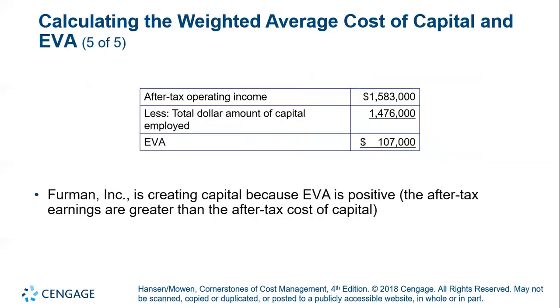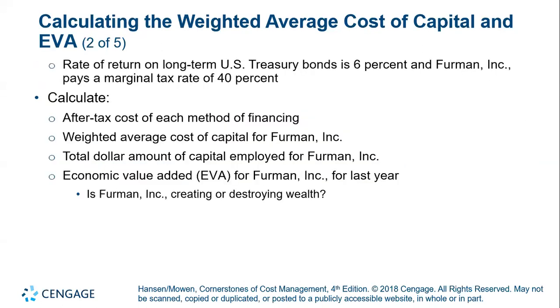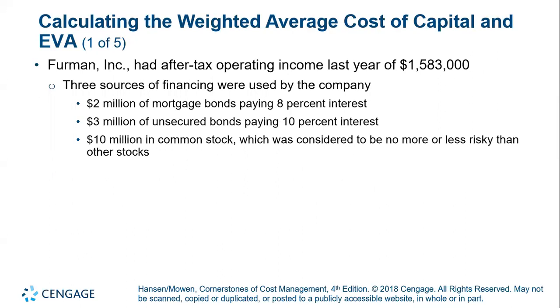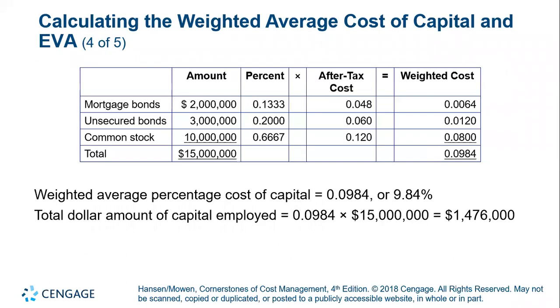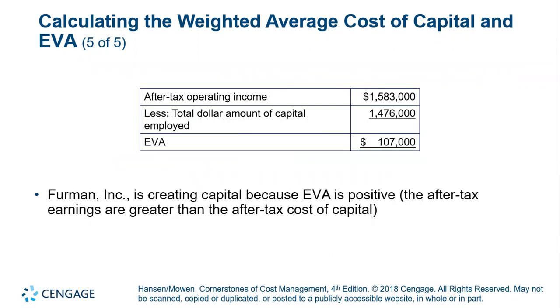Then we compute for the EVA. The after-tax operating income is 1,583,000, here given, and we compare it with the 1,476,000 total dollar amount of the capital employed. So we have now the economic value added, defined as the difference between the after-tax operating income and the total dollar amount of capital. So finally, we have the EVA.